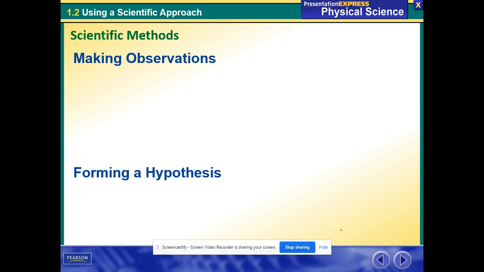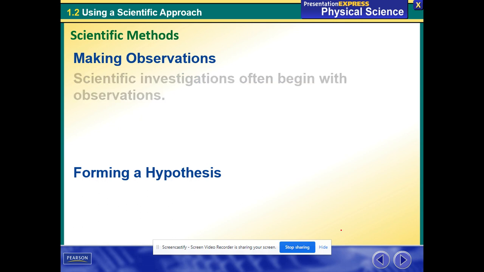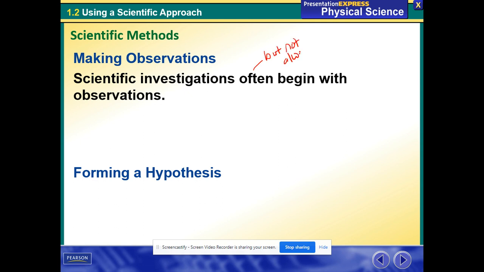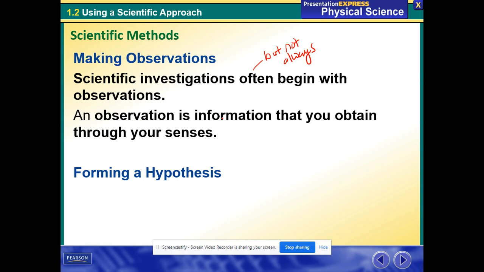So let's go through each one of these individually. First, make observations. Scientific investigations often begin with observations. Often, but not always. Again, with the scientific method, you don't have to start at a specific spot. An observation is defined as information that we obtain through our senses. So remember your 5 senses.